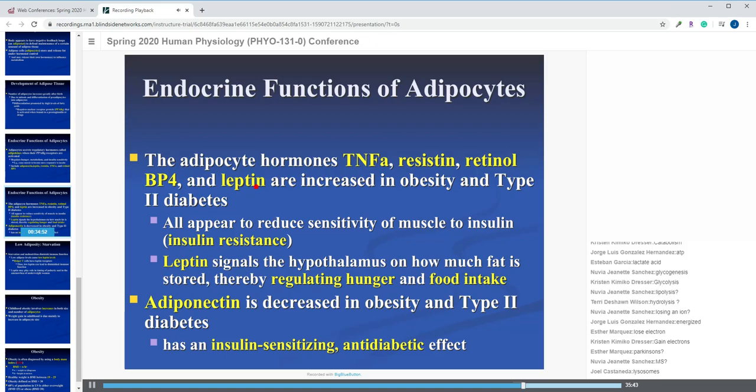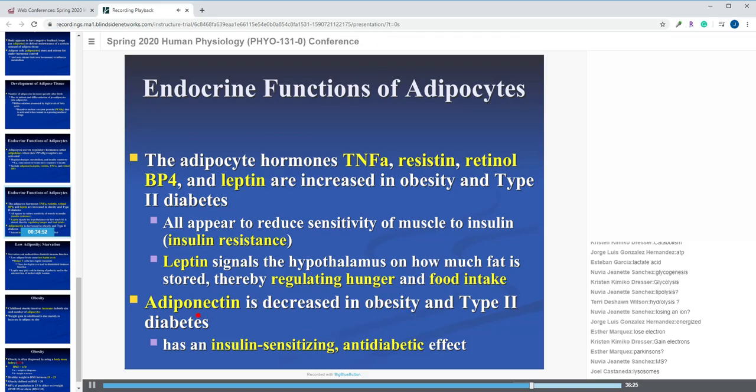Leptin, which is also an adipokine produced by the adipocytes, will signal the hypothalamus, and it will tell the hypothalamus how much fat is stored, and that in turn is regulating hunger and food intake. So the leptin hormone will signal the hypothalamus to regulate the hunger and the intake of food.